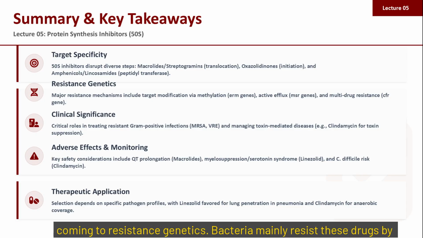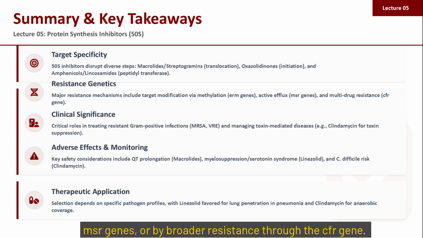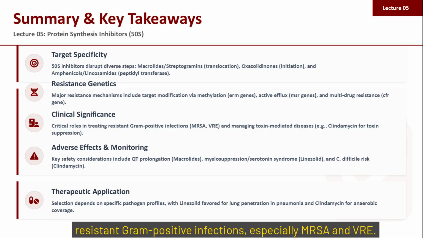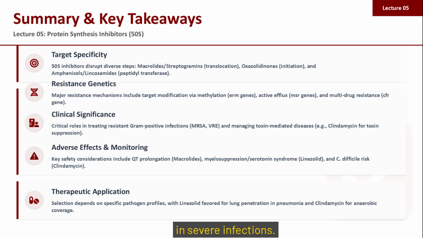Now coming to resistance genetics. Bacteria mainly resist these drugs by modifying the ribosome using ERM genes, by pumping drugs out using MSR genes, or by broader resistance through the CFR gene. These mechanisms are very important because they directly affect treatment decisions. Next is clinical significance. These drugs are very important in treating resistant gram-positive infections, especially MRSA and VRE. Also remember, some drugs like clindamycin are useful not only for killing bacteria but also for reducing toxin production, which is critical in severe infections.